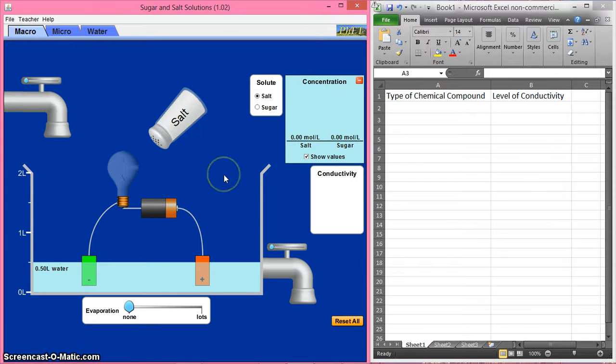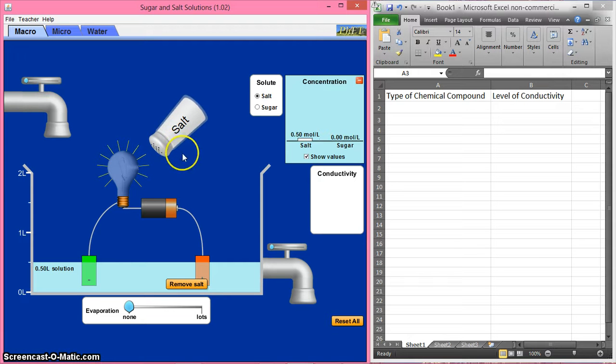In the solute box, make sure the salt box is ticked. Next, click on the salt shaker and hold the mouse down and shake 0.50 molecules per litre of salt into the water. The molecules of salt can be measured by looking at the concentration box and waiting until the salt bar reaches 0.50 molecules per litre. Observe and record what happens to the light bulb.